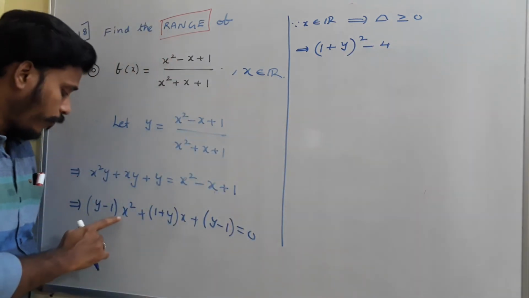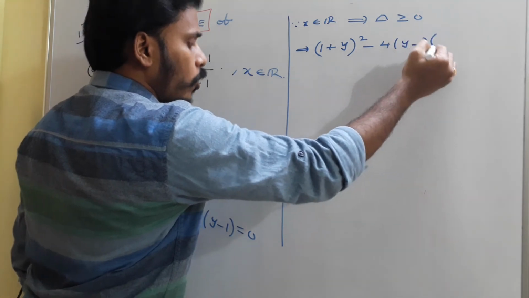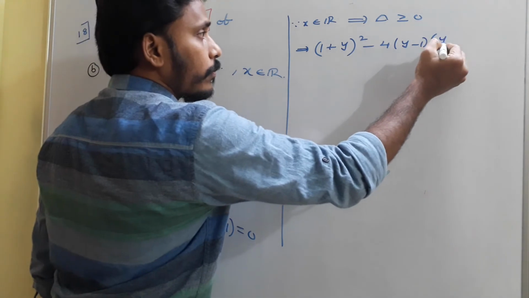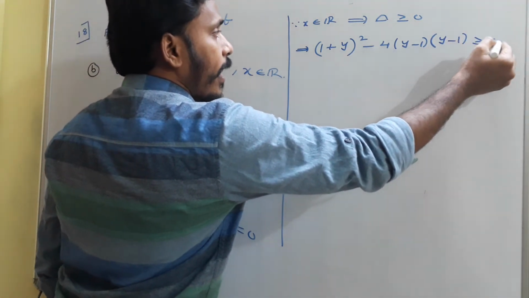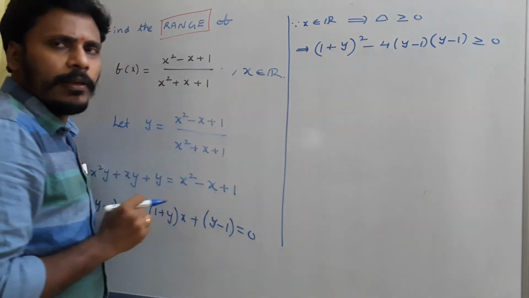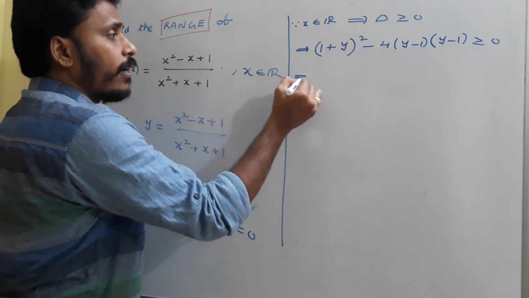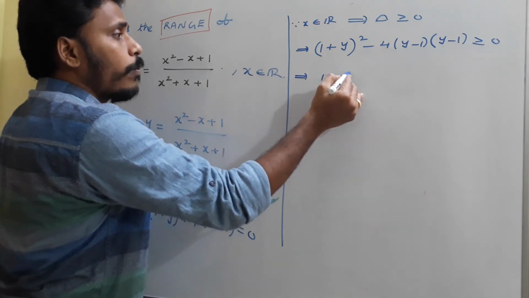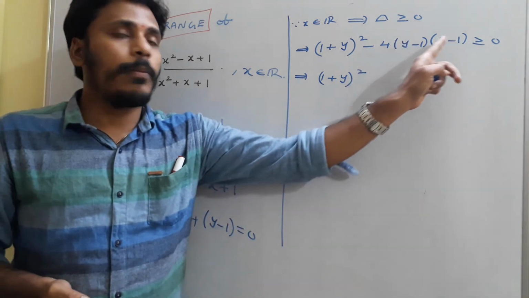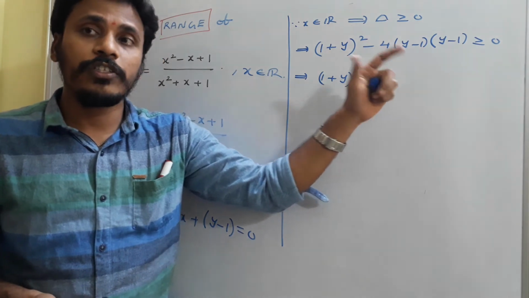A means the coefficient of x square, which is y minus 1. Okay. Into C. And what is C here? Again y minus 1. So this is greater than or equal to 0. And we need to simplify, and then write it as a product of two terms, or otherwise directly write it like this. This is 1 plus y whole square, and y minus 1 into y minus 1 is y minus 1 whole square, and 4, which is 2 square.